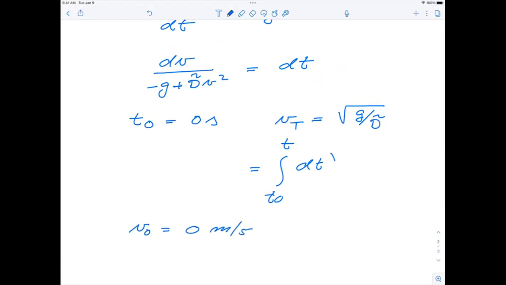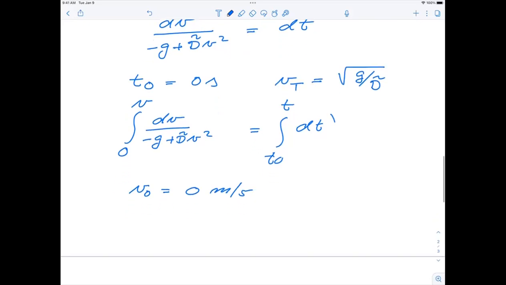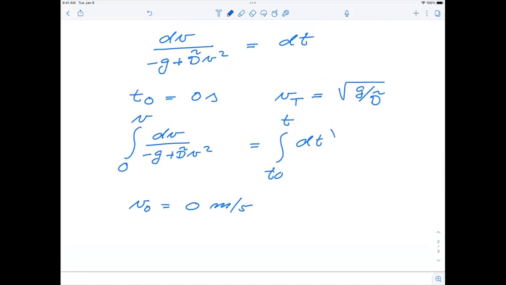And then we have now an equation where we can integrate. So we can integrate with respect to velocity only. So we integrate from 0, but now we integrate to final velocity. And then we have dv divided by minus g plus d times v squared, because here we have isolated the differential dv with only d on the left-hand side.